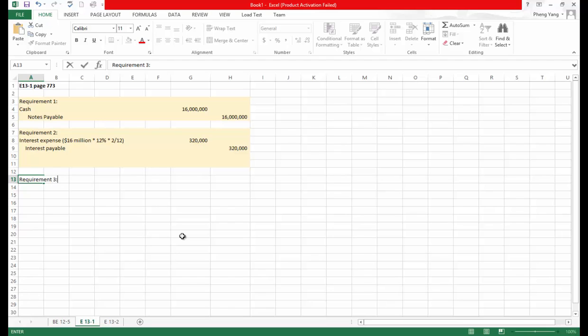Requirement 3. We're going to prepare the journal entry for the payment of the note at maturity. Okay, so now 9 months have passed. The note has come due, it just matured, and we're going to pay the note in full.